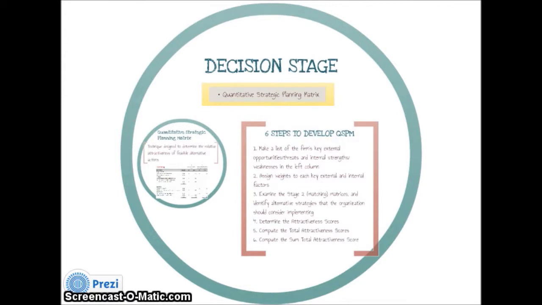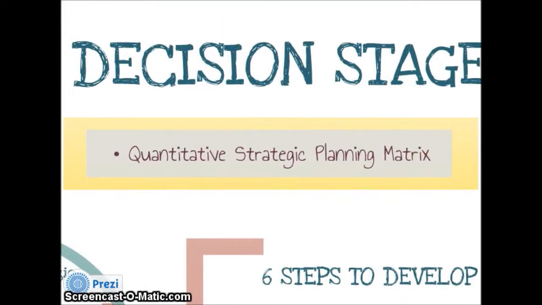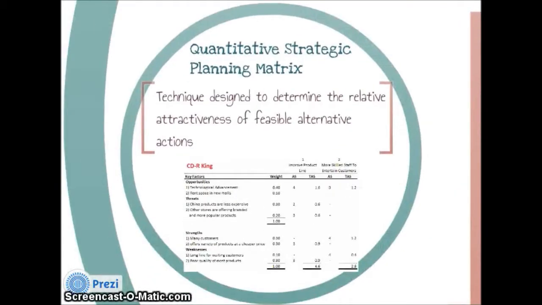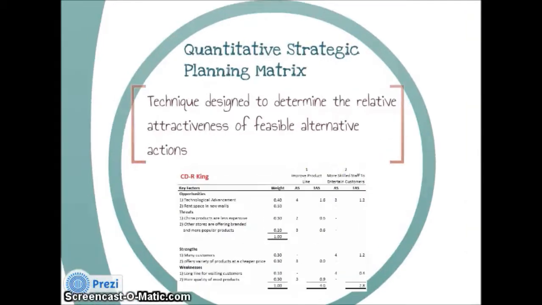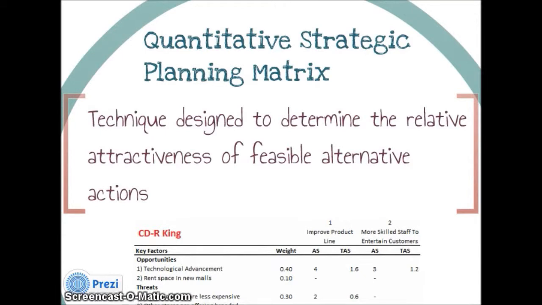Let us now go to the last stage, the decision stage. Under the decision stage, we have the quantitative strategic planning matrix. The QSPM uses input from stage 1 analysis and matching results from stage 2 analysis so the manager can decide objectively among alternative strategies. Now let us go to the example, the CDR King.